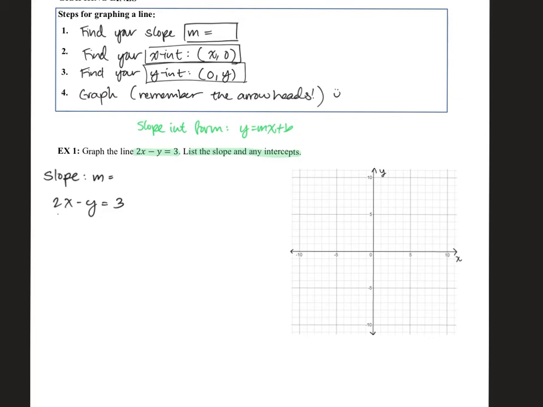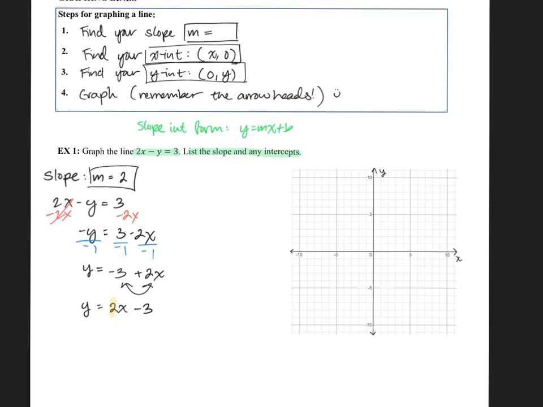Let's add or subtract the 2 from both sides. So negative y equals 3 minus 2x. Divide by that negative 1 from the y to everyone. And then we get positive y equals negative 3 plus 2x. Okay, so this actually isn't quite in the correct form yet. We're going to go ahead and swap these two to get it in the slope-intercept form. Alright, so now it's in slope-intercept form, and I can pull my slope off, which is 2. So my slope is 2.